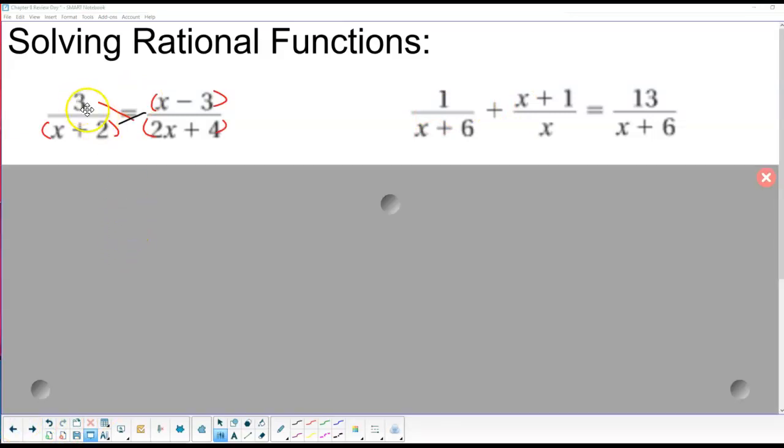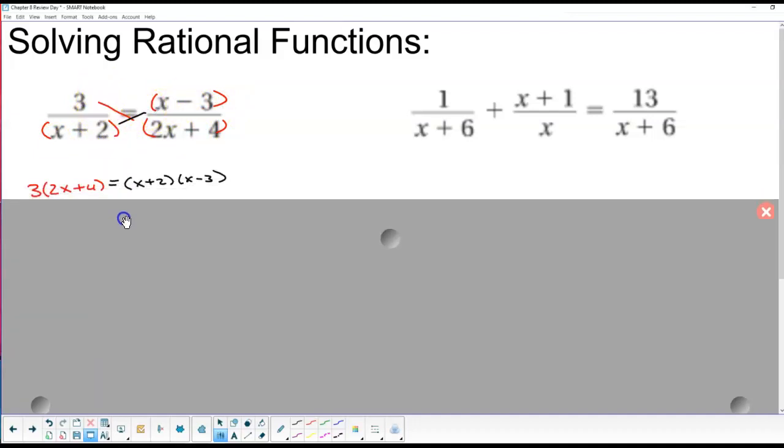All right, let's look at this first one. So cross multiplying, because we have a proportion, a fraction equals a fraction. I put parentheses around anything that is more than a number, just so I don't make any errors. And then my advice is just to set up the cross product: 3 times 2x plus 4, and then x plus 2 times x minus 3. Once that's set up, both expressions are equal. We're going to distribute the 3, and we're going to FOIL.